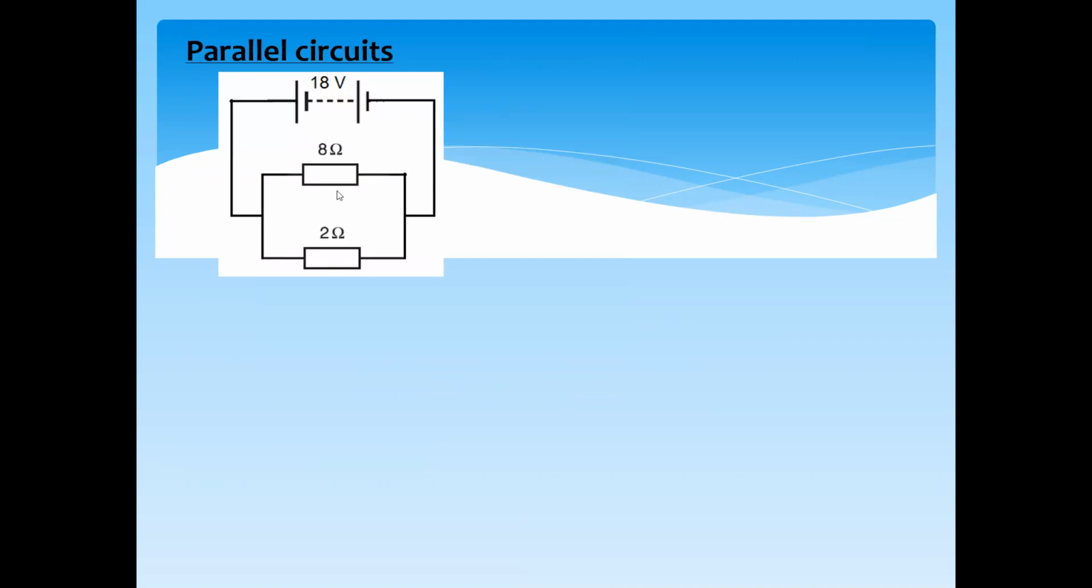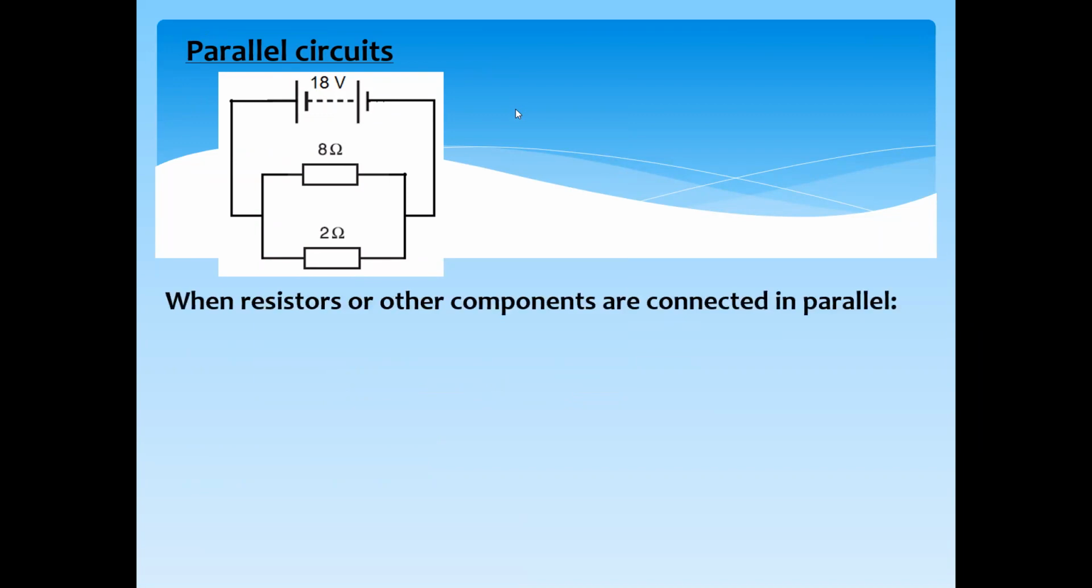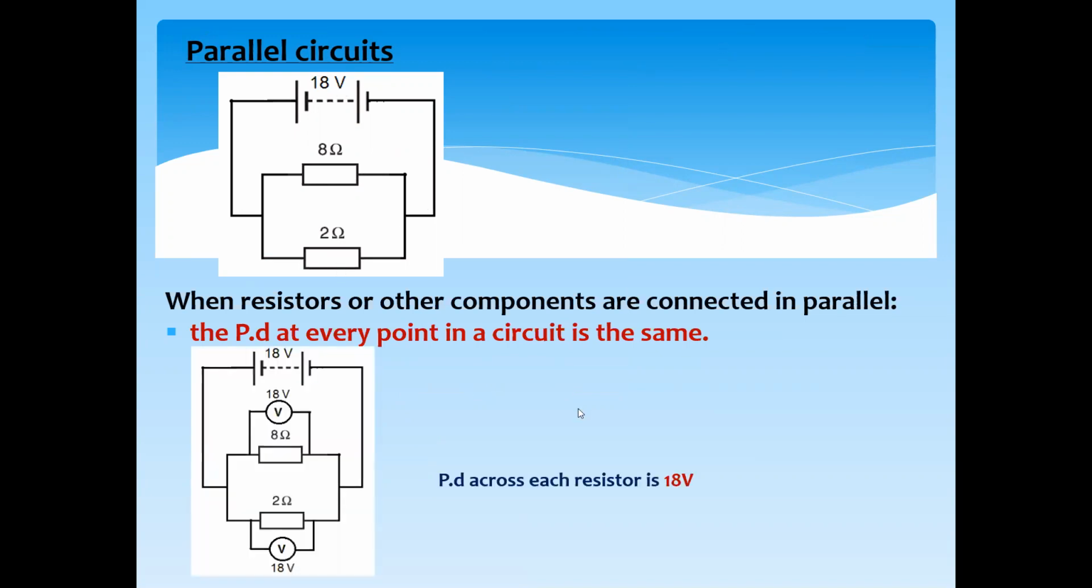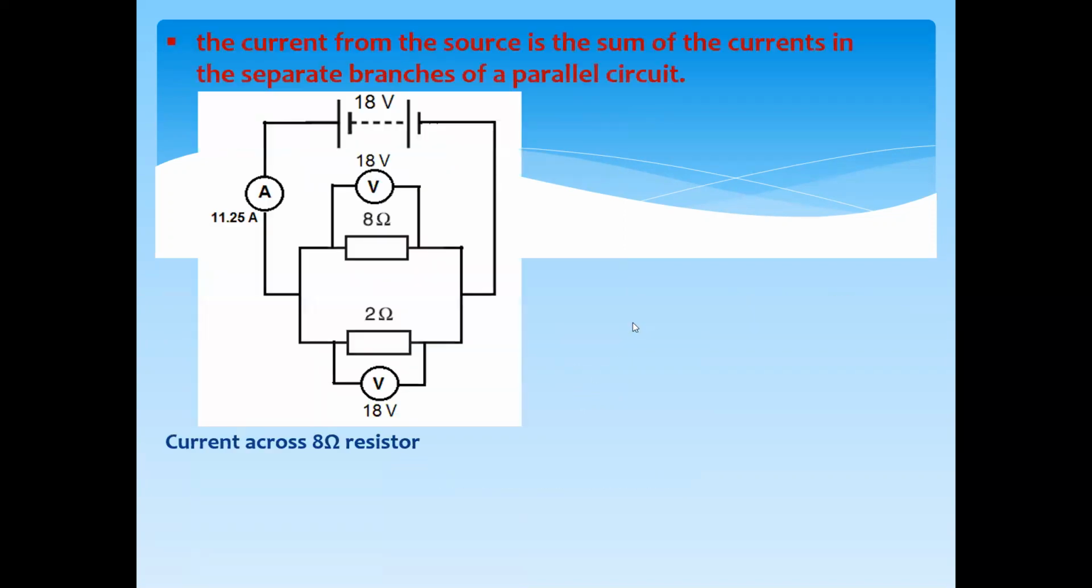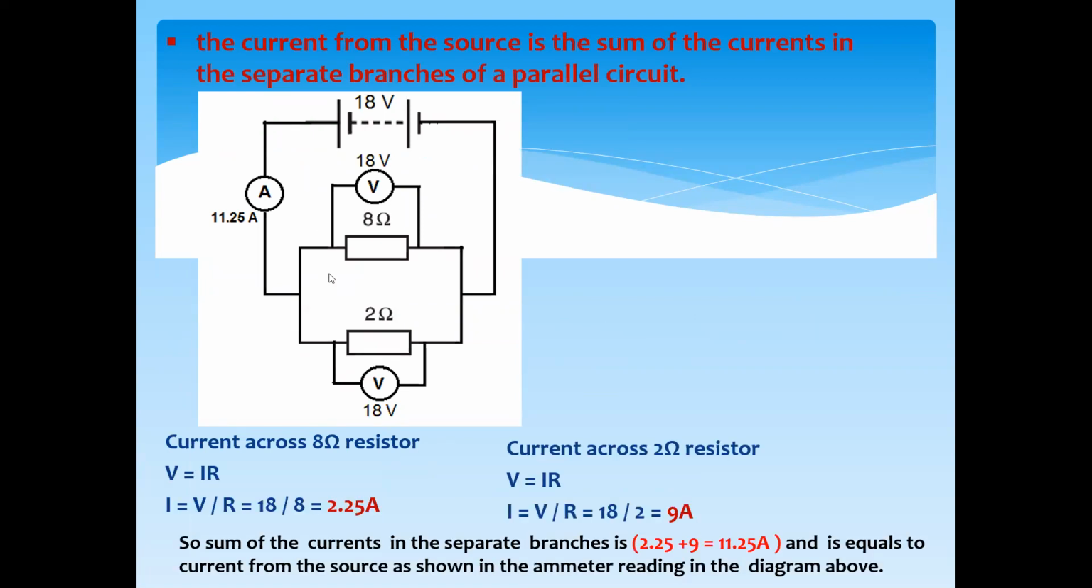But if we have a parallel circuit, like 8 ohm and 2 ohm connected in parallel to an 18 volt supply. For parallel, the voltage at every point, the potential difference, is the same. Like if this is 18 volt, the same 18 volts is across the 8 ohm, the same 18 volts across the 2 ohm. But what about the current? The current will divide. And how do we find the current? That is voltage divided by resistance.